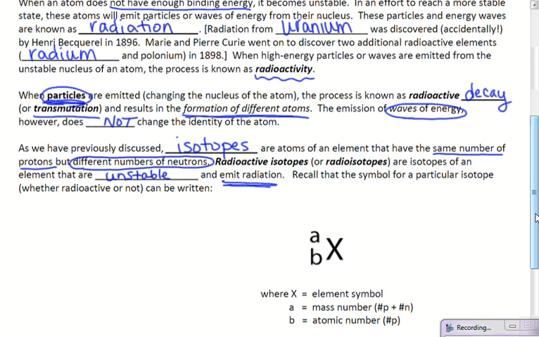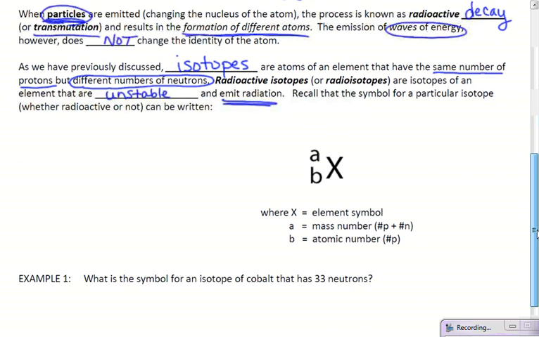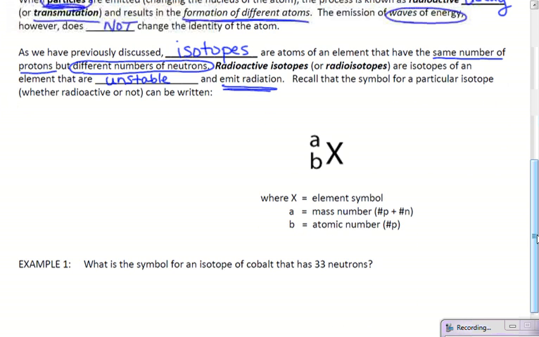And just to review how we write the symbols for our isotopes, we have our general format given here where X is the element symbol from the periodic table. The bottom number is our atomic number, which is the same thing as the number of protons. And the top number is our mass number, which remember is the mass of the nucleus, which means it's the protons and neutrons added together.